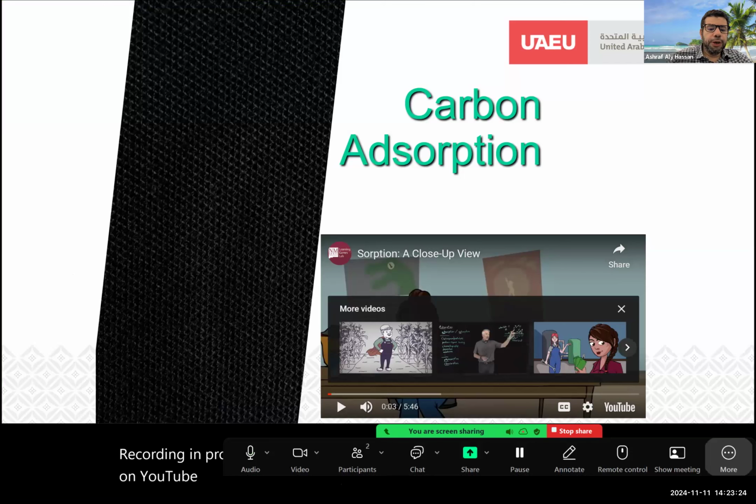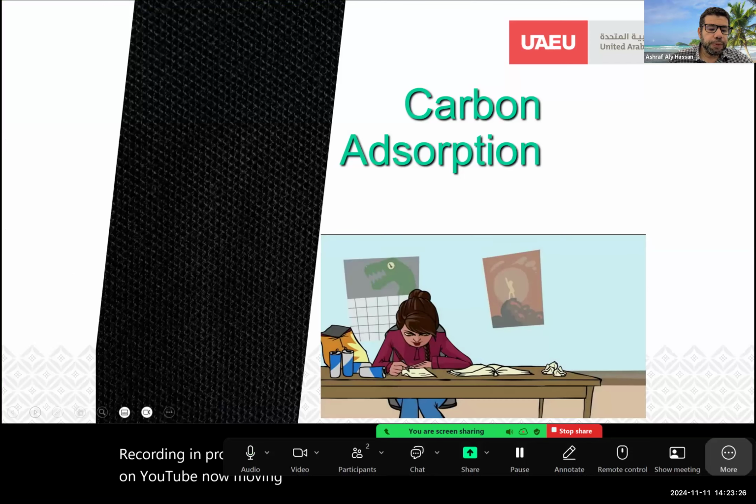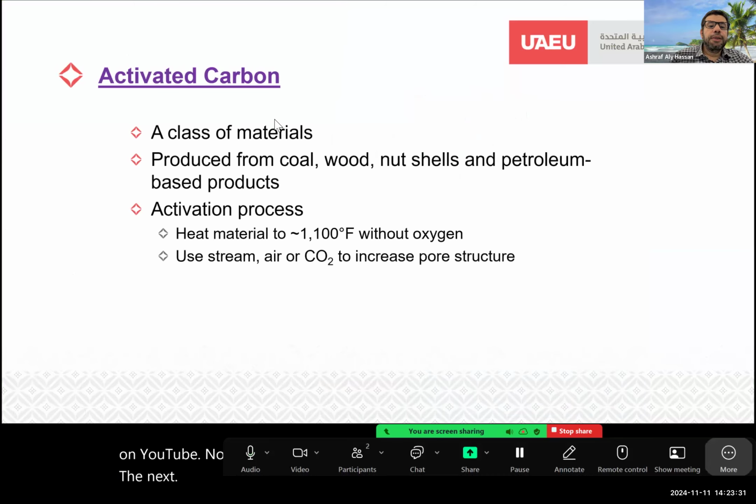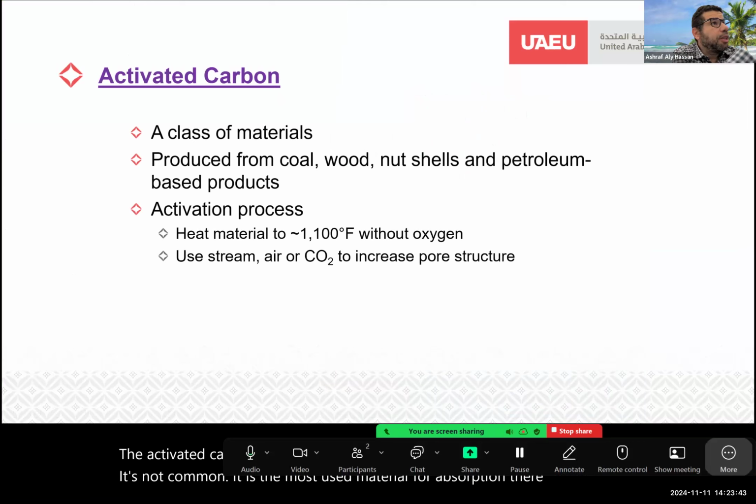Now, moving to the next. The activated carbon is a very commonly used material for adsorption. It's not just common, it is the most used material for adsorption. There are a lot of companies whose entire business is just to sell activated carbon, to activate the carbon and sell it. So the activated carbon is produced from coal, wood, nutshells, and petroleum-based products.